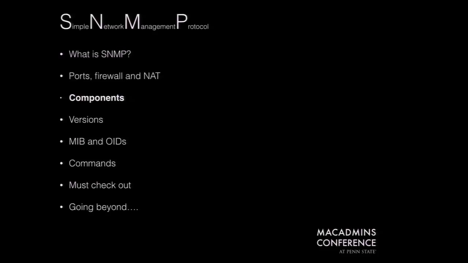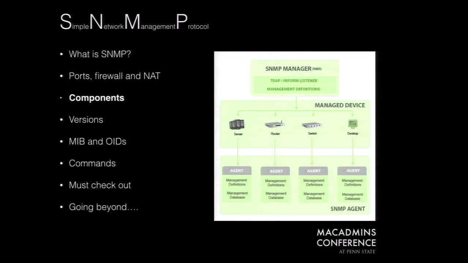Moving on to the components. Typical architecture is a manager, agent, devices, or application. You see here on the graph, if I start from the top, you've got a manager. That's a software we're going to talk about. You've probably heard there's Cacti, Zenoss, Nagios, there's OpenNMS, there's Uptime, there's lots of free and commercial software. That would be your manager.